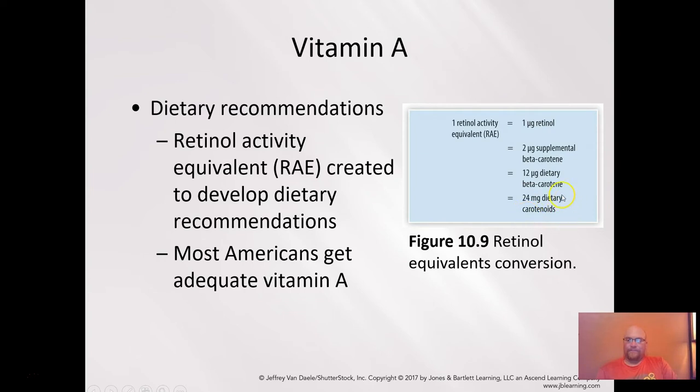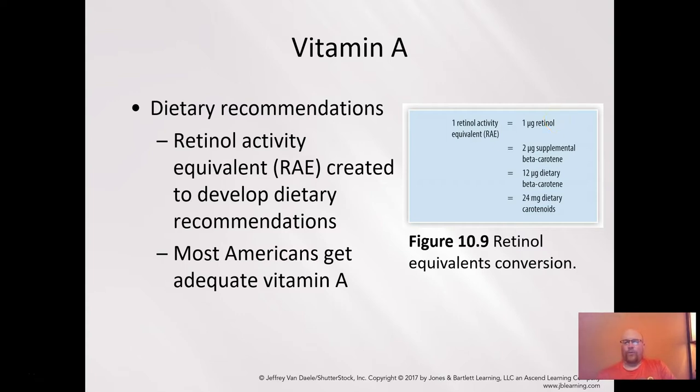And then look at this last one down here: 24 milligrams of dietary carotenoids. To help out with the math here, there are 1,000 micrograms in 1 milligram. So this calculates out to 24,000 micrograms of dietary carotenoids. It takes that much to equal the effect that you get from 1 microgram of retinol.